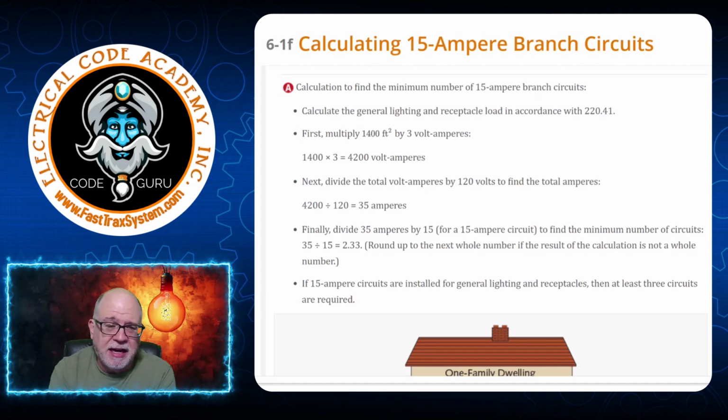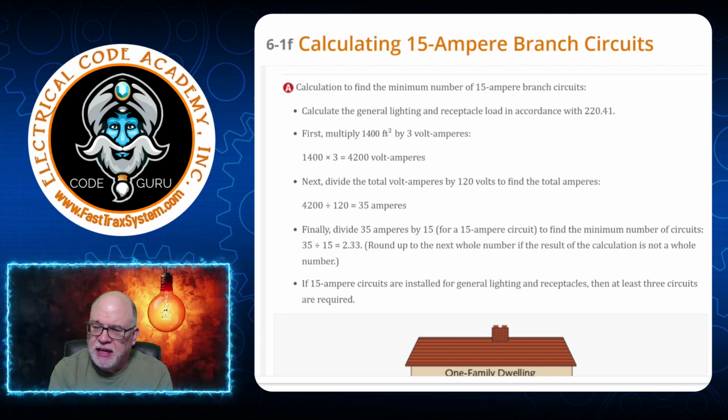A 15 amp branch circuit is perfectly fine for general use receptacles. Now there's people out there that say, well, I wouldn't do that. I'm just going to always install 20 amp. Well, that's a design choice. The code doesn't care for general use and general application, general lighting and general receptacle use. Then I can use 15 amps if I want. If you want to use 20, that's fine as well.